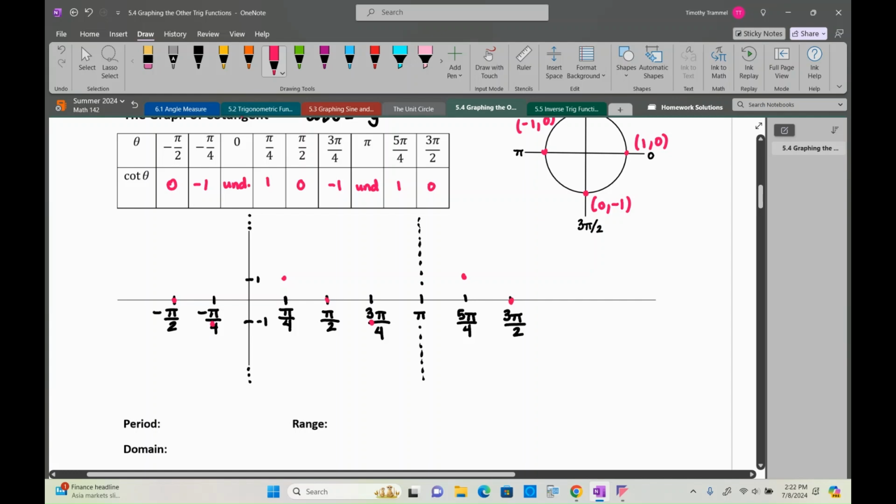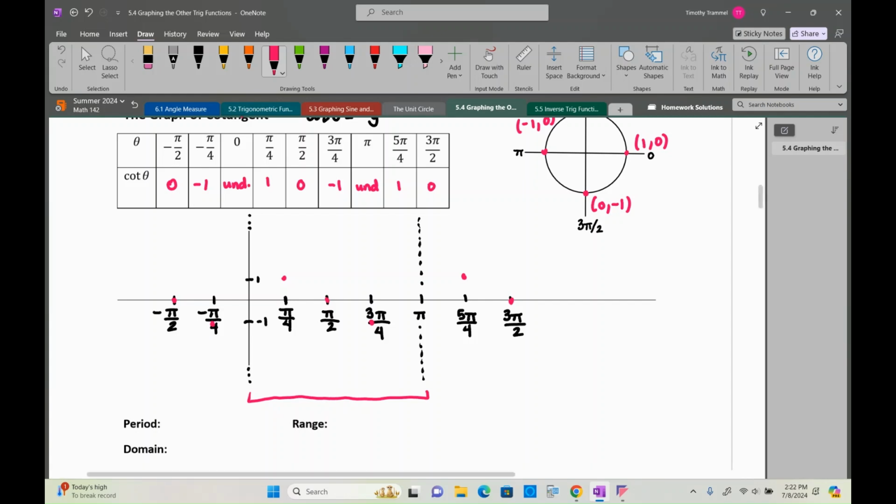There we go. So again, you can only see 2 asymptotes this time, but notice again, they're still pi units apart, which is the period of cotangent. So again, the pattern repeats every pi units. And we're going to get the same shape here.